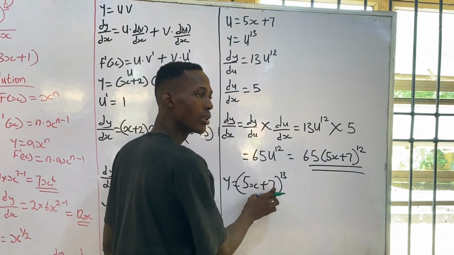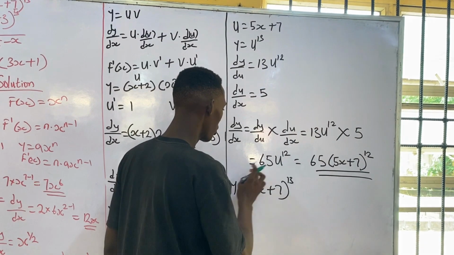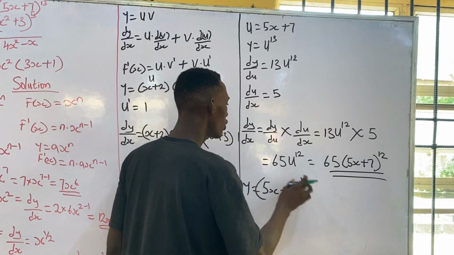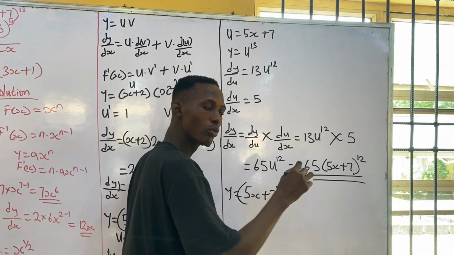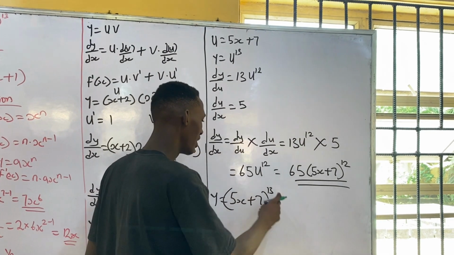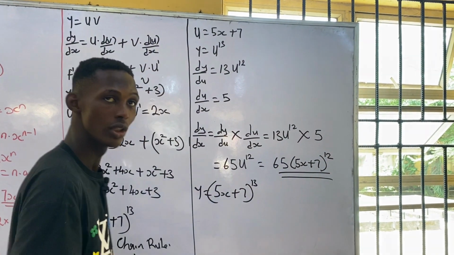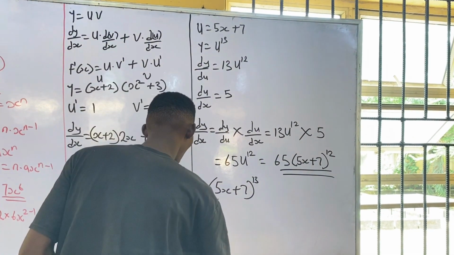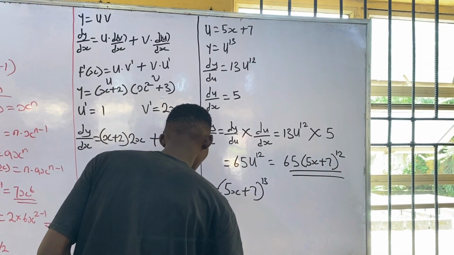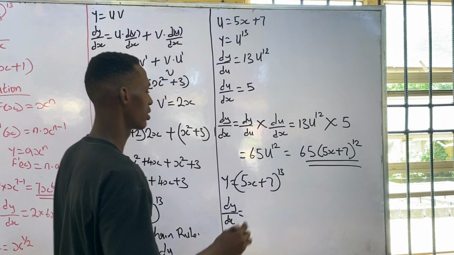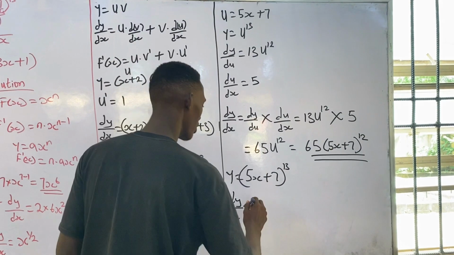After you make it represent a single variable, then you what? You differentiate normally. Then you multiply it by what? The derivative of the core value. So this is what I mean. Our dy over dx is equals to what? If you find the derivative of this is what?